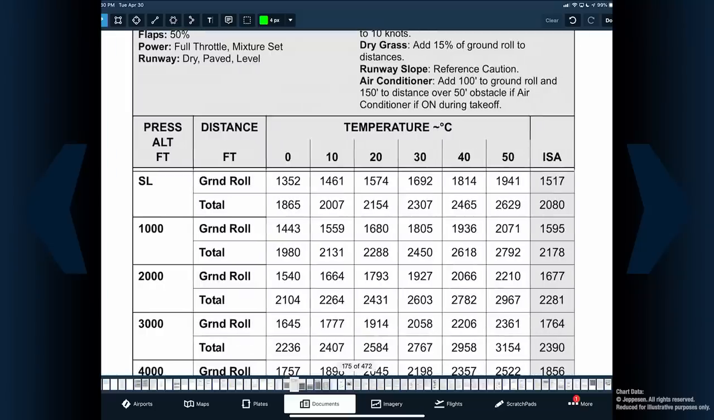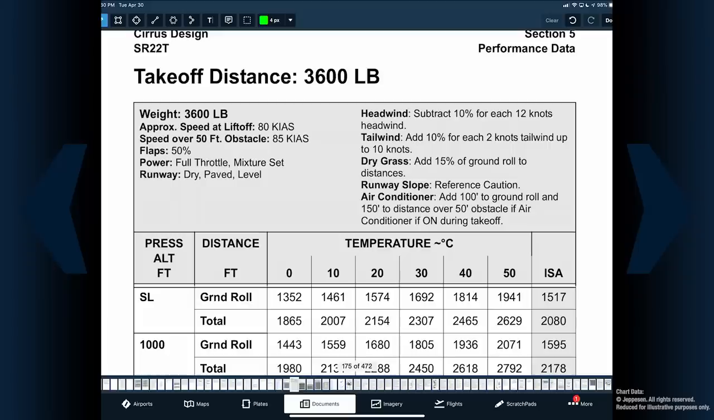Okay, so when we're looking at the SR22, let's take a look at the conditions at the top. There's a couple conditions that they're gonna put up there. We got weight at 3,600 pounds, approximate speed at liftoff is 80 knots, speed over a 50-foot obstacle is 85 knots. In this computation, we're using flaps 50. That's the only flap setting that Cirrus advises for takeoff. Power is full throttle, mixture set. Runway is dry, paved, and level.